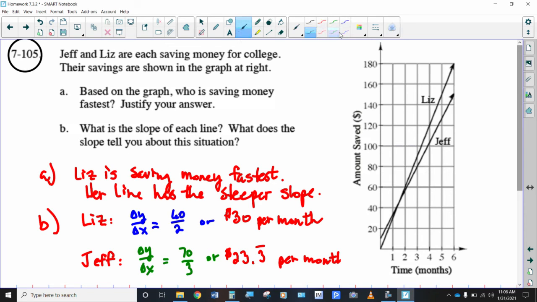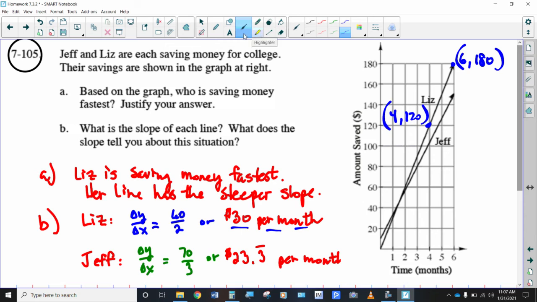Okay, so let's figure this out. Looking for lattice points, I see there's a lattice point here for Liz, which is at 6, 180. And there's a lattice point which is at 4, 120. So it appears as if it goes up 60 for every 2 that it increases, right? So it goes up 2 months and goes up $60. So that ends up being $30 per month for Liz.